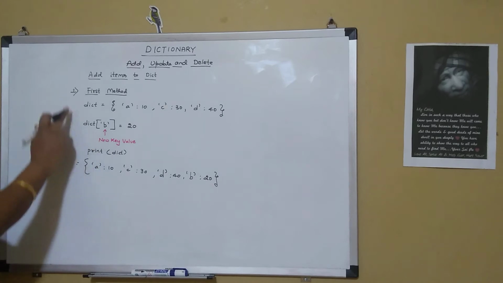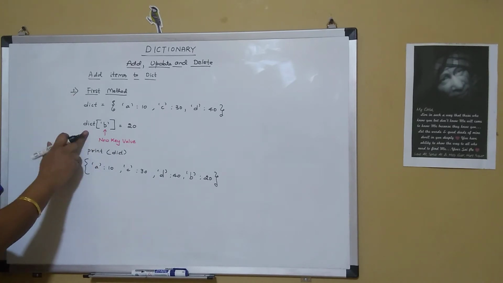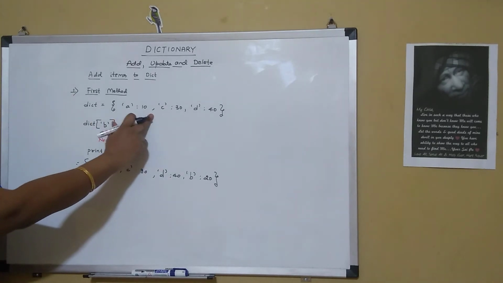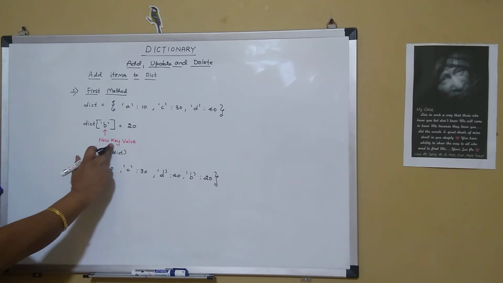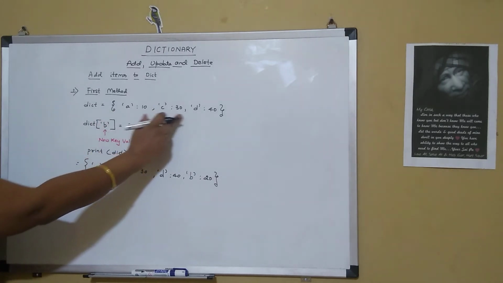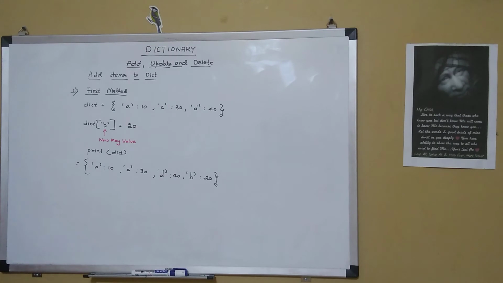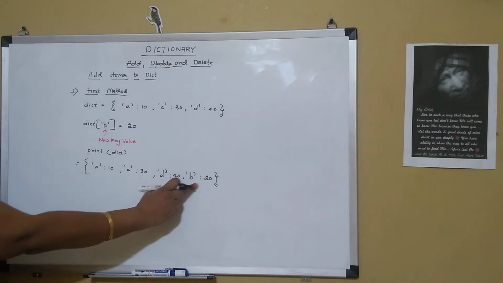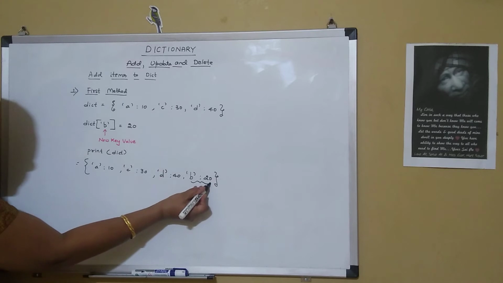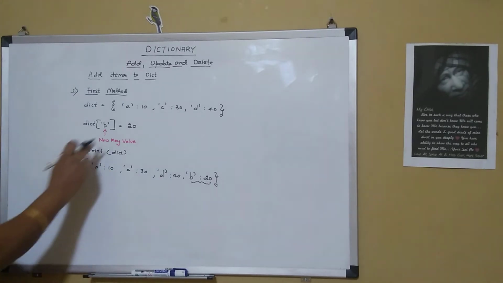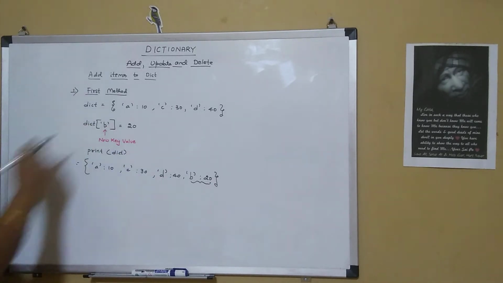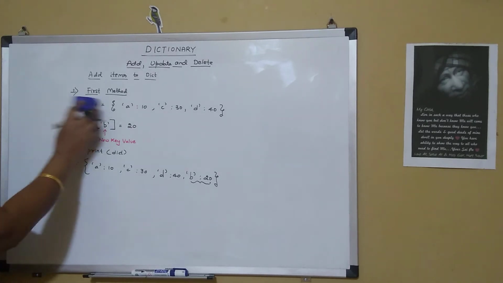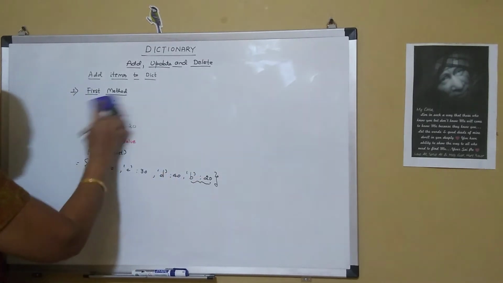So this is the way in which we add an item into the dictionary, and we have to specify a new key value. The key should not be present in the dictionary already. It should be a new key value. So this is the first method how we can add an item into the dictionary. It is just by the assignment operator. Now let's move on to the second method.